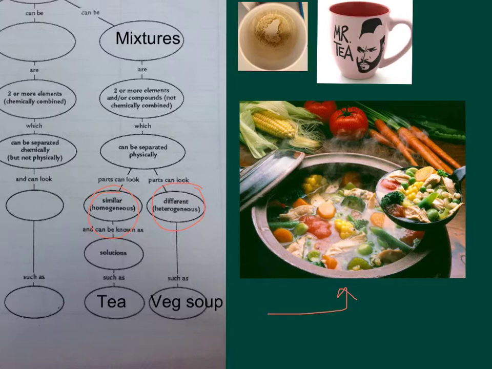So mixtures, again, can be separated physically. They contain 2 or more elements that are not chemically combined, and there are many, many types of mixtures that we're going to encounter in chemistry this year.